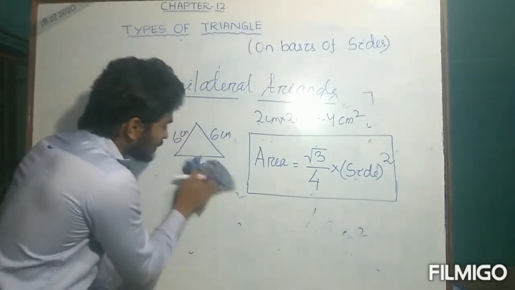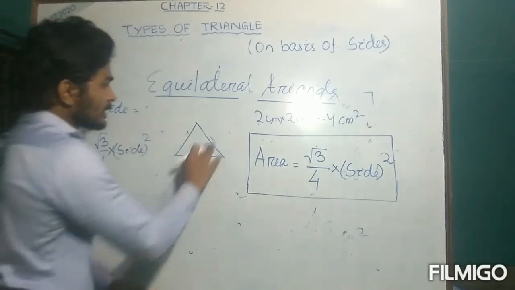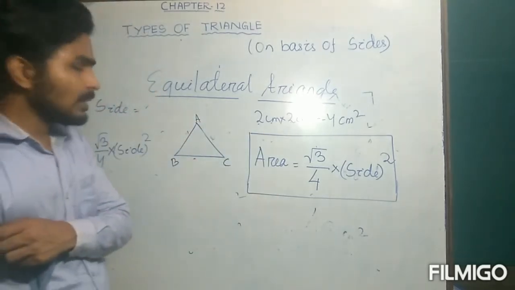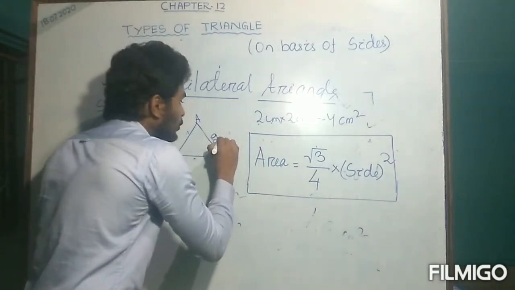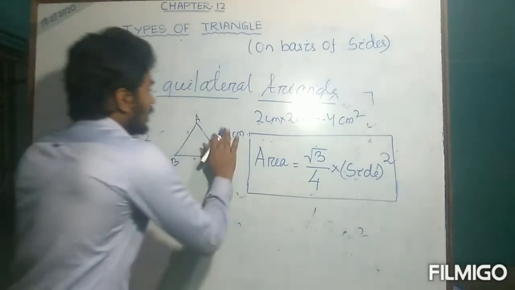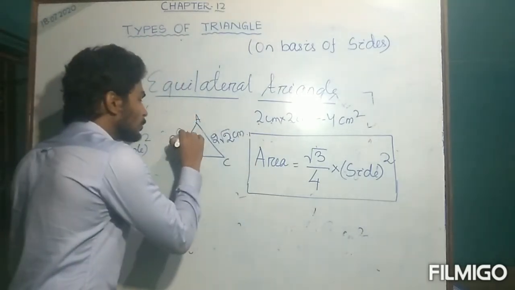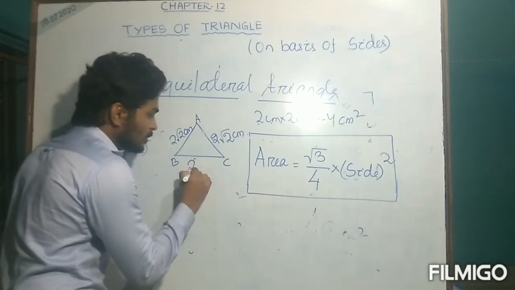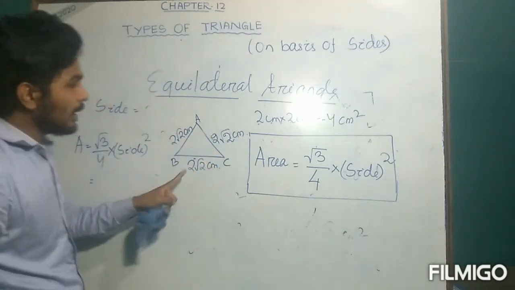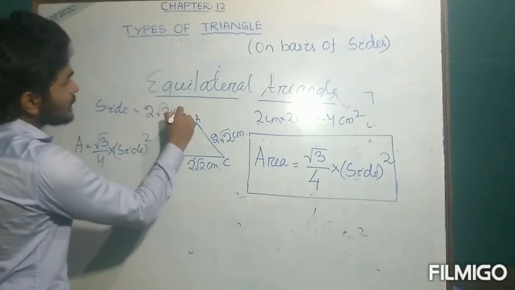But if the side of the triangle is not rational, suppose this is the triangle and its side is 2 root 2 centimeter. It is also 2 root 2 centimeter. Then we have to find its area. First write down its side. Its side is 2 root 2 cm.